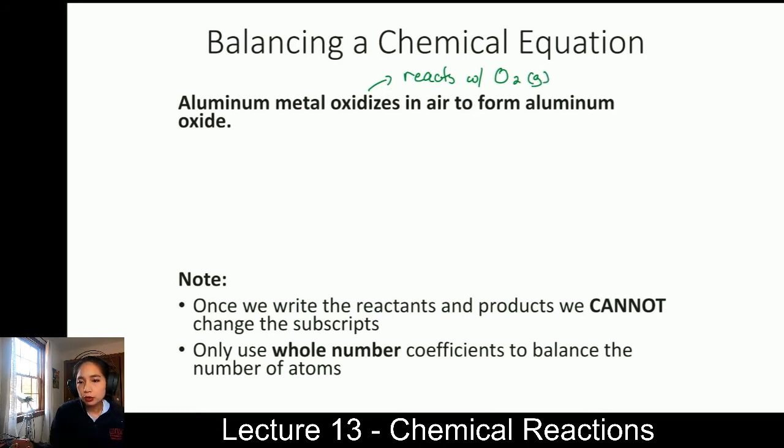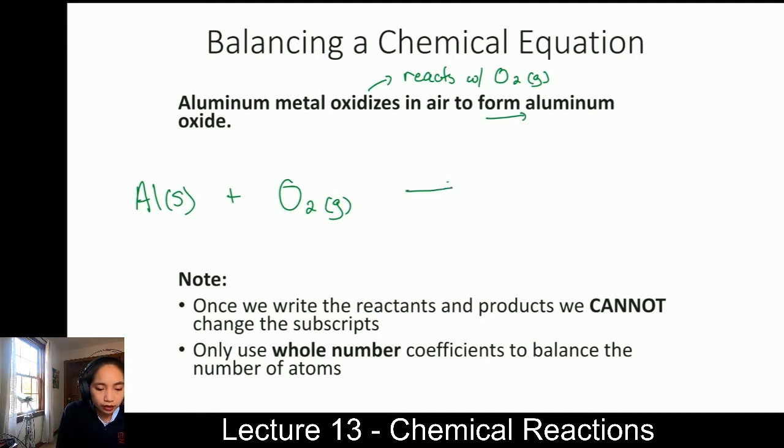All right, so if we go through the sentence, aluminum metal. Aluminum is one of our elements, so aluminum. It's a metal, so it's a solid. And like I said, oxidizes means reacts with oxygen gas, so plus O2 gas. And what it forms, so forms is essentially our reaction arrow, and it forms this product, aluminum oxide. So aluminum oxide is an ionic compound, so we need to identify it as an ionic compound and figure out what its chemical formula is.